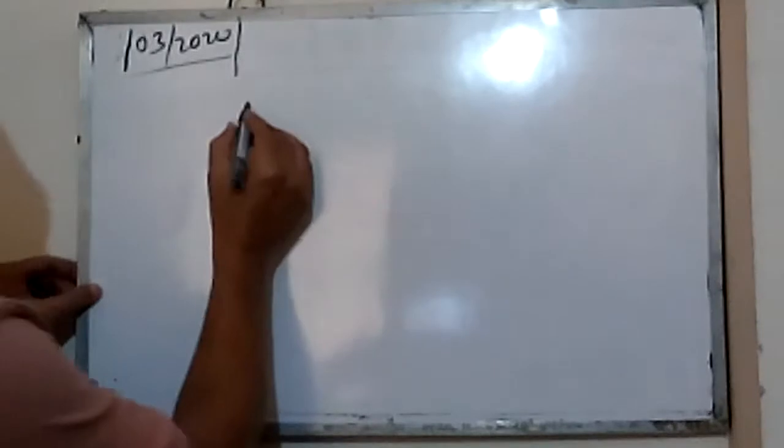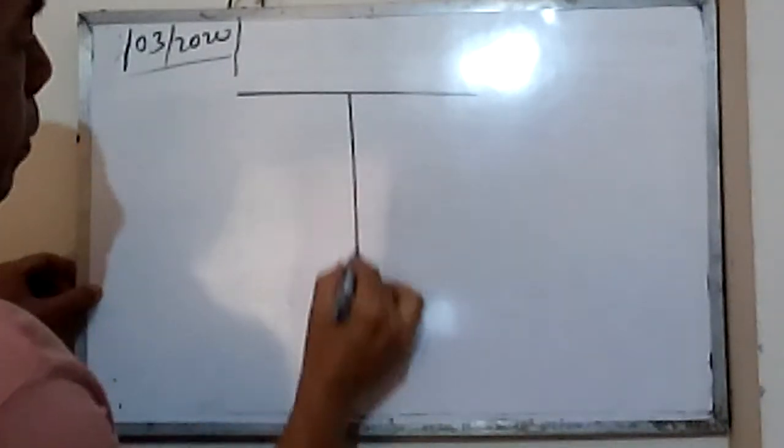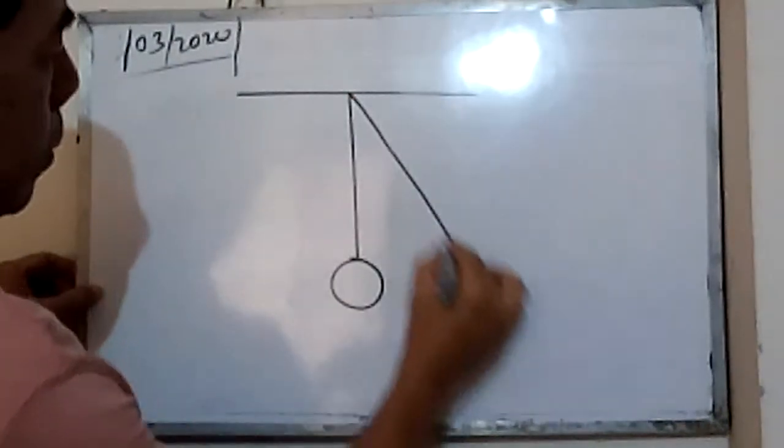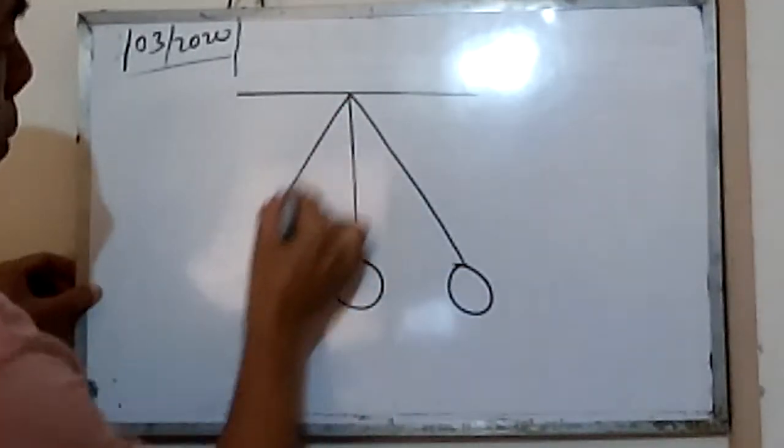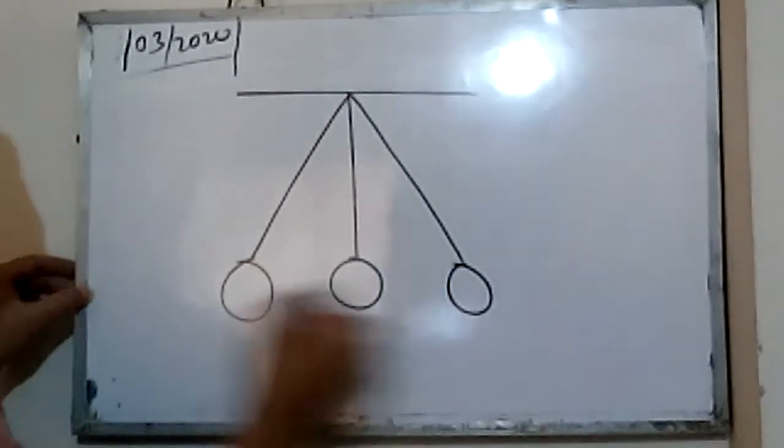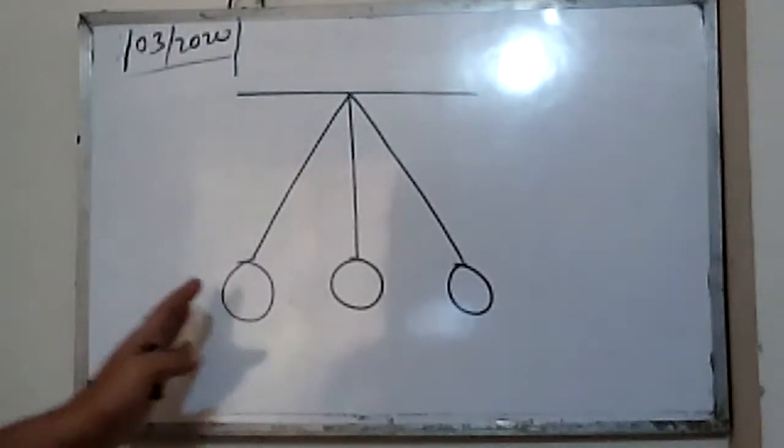We will discuss today the wave oscillation. Firstly, you have to know what is simple harmonic motion. What is simple harmonic motion? Let me consider simple harmonic motion. This is a simple harmonic motion.